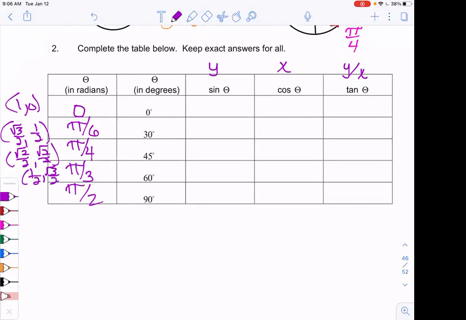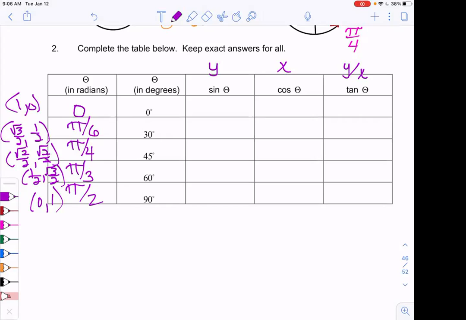Sorry, mine's sloppy. It's a lot harder to hold an iPad and write while you're standing than it is sitting and writing on the iPad. But I feel like I sit so much, so standing sometimes is a little better, but my handwriting is a little sloppier.